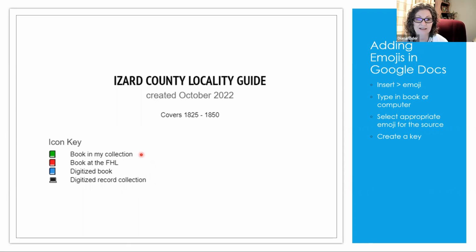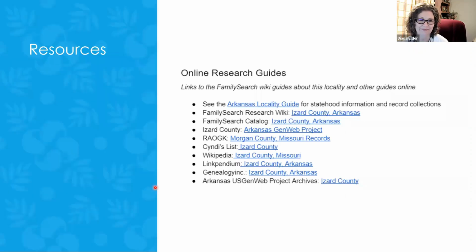So I use green because it's a book in my collection. I can just get it out and look at. Red for book at the Family History Library. I'll have to change that now to Family Search Library. If you all heard the news, we're changing the name, because I have to go there to get it. And then if it's blue, I put digitized because I can access it. And then digitized record collection. And maybe you'd even have some more things that you'd want to put in there. But I thought that was kind of fun so I could see at a glance what I have.